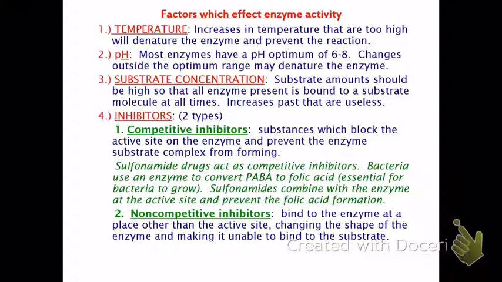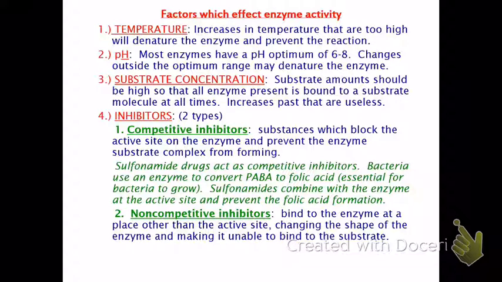So not all, but some work best, let's say at 7. The pH of human blood is right around 7, 7.2, 7.4. So the enzymes in human blood work best at that pH. The ones in the stomach work best at 2. So the optimum pH may change, but outside of optimum for that specific enzyme, the enzyme will denature.